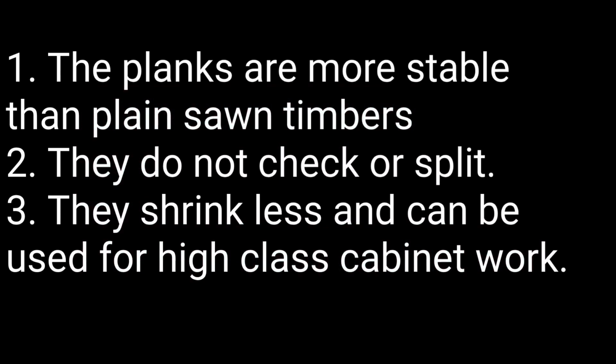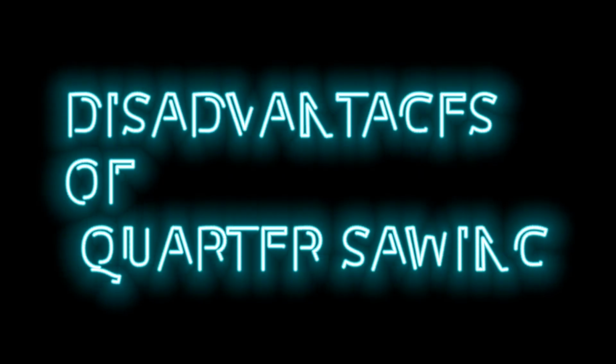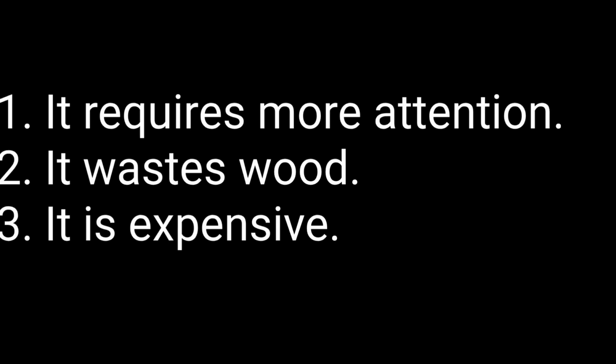Advantages: 1. The planks produced through quarter sawing are more stable than plain sawn timber. 2. They do not check or split like plain sawn timber. 3. They shrink less, and as such, they are useful for high-class cabinet making, door frames, window sashes, etc. And then disadvantages of quarter sawing: 1. It requires more attention, and 2. it wastes wood and is also an expensive way of splitting logs. And with this, we are going to take the next item, which is seasoning of timber.